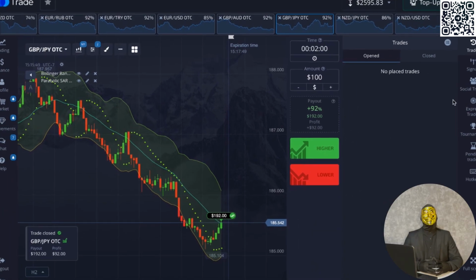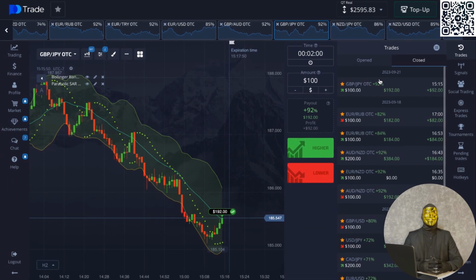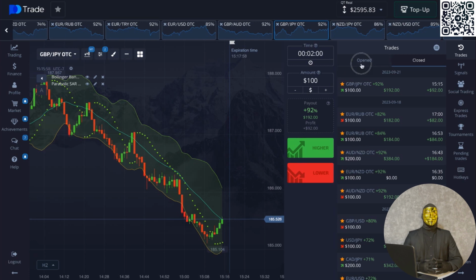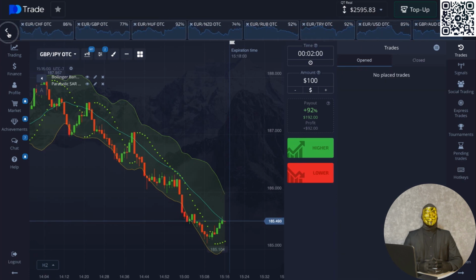Wonderful. Our first deal turned out to be profitable. Everything as I expected. The uptrend continued after the parabolic SAR indicator showed the beginning of an uptrend. Well, let's look further.